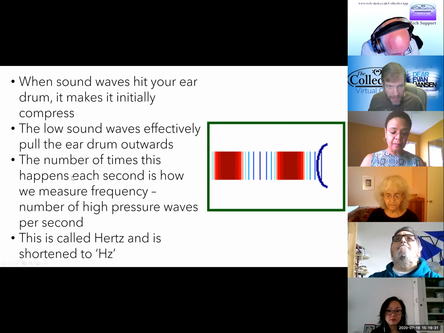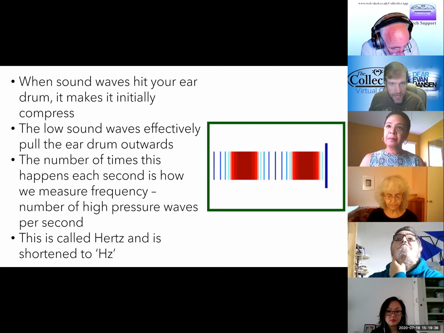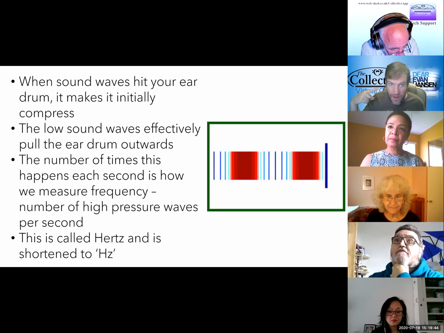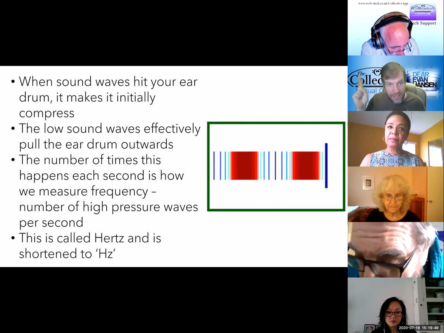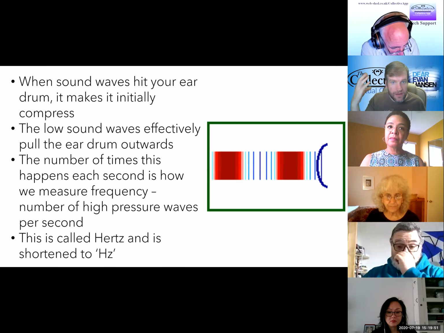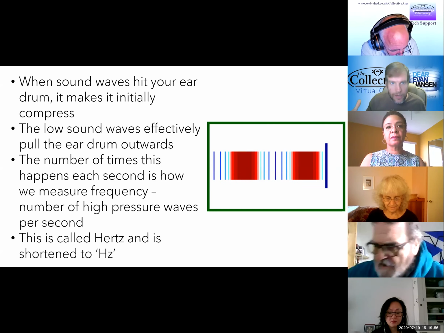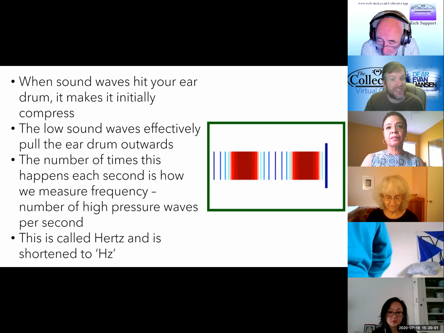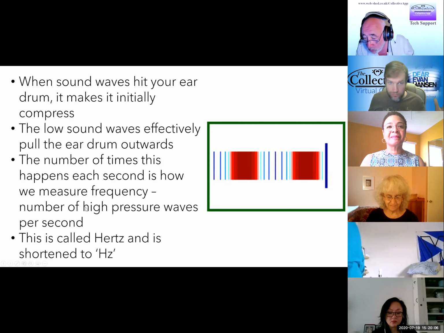The number of times that high pressure wave hits your ear is the frequency, measured in times it hits you per second. If a note happened 100 times a second, we would hear that movement 100 times a second, and our brain converts those vibrations, cycles per second, into sound. We measure them in hertz, named after the man who discovered this science, Hertz.